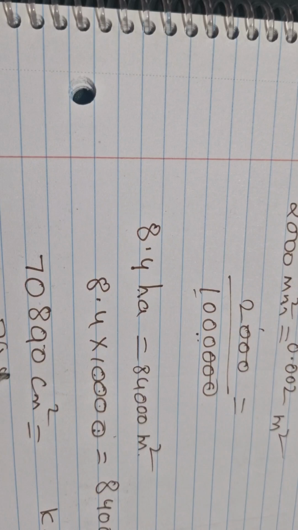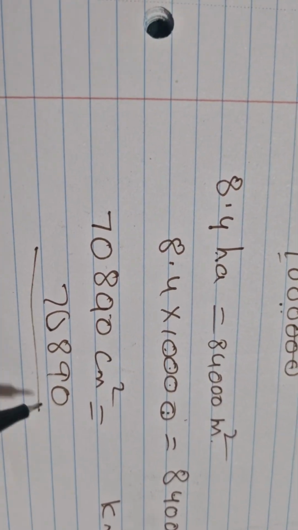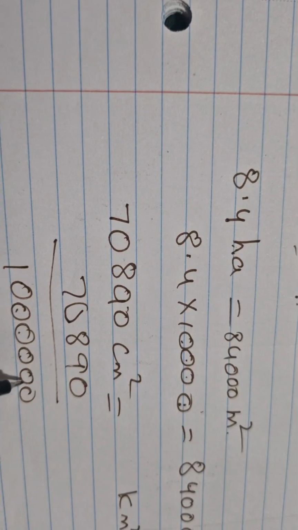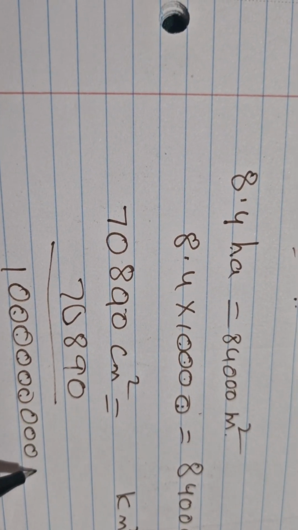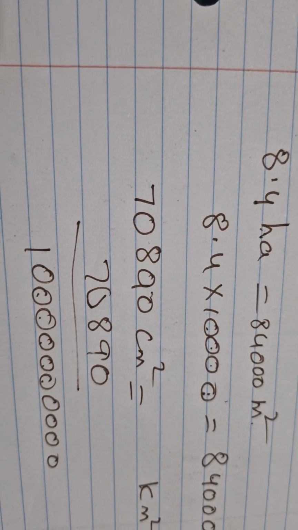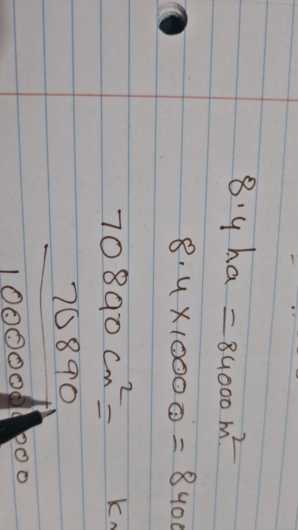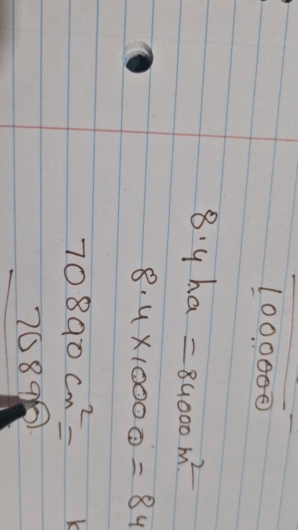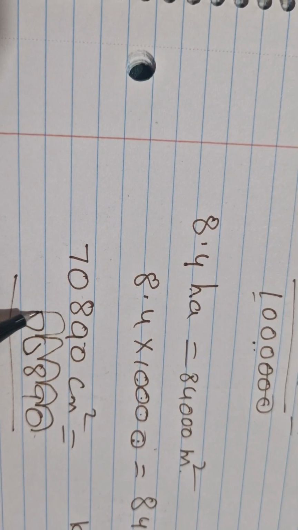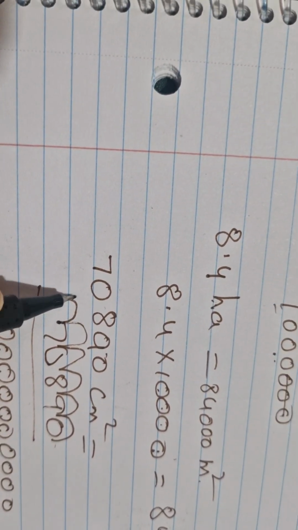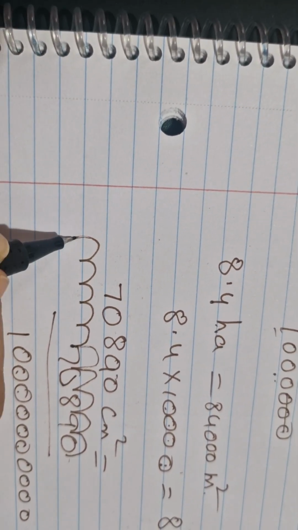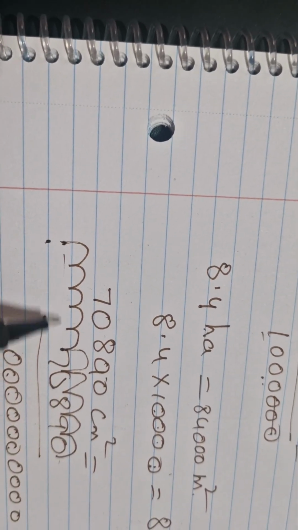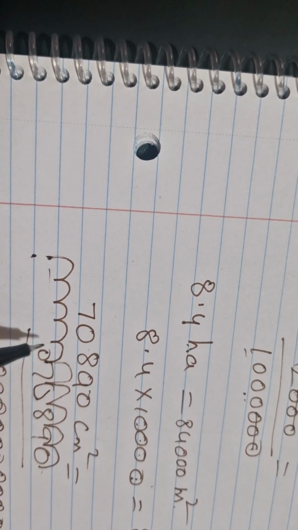So 7,890 divided by 10 zeros. 1, 2, 3, 4, 5, 6, 7, 8, 9, 10. So just go to the left side 10 times because there is no decimal here. So 1, 2, 3, 4, 5, 6, 7, 8, 9, 10. Where you reach 10, you put the decimal here. And the spaces occupied, you add zeros here.